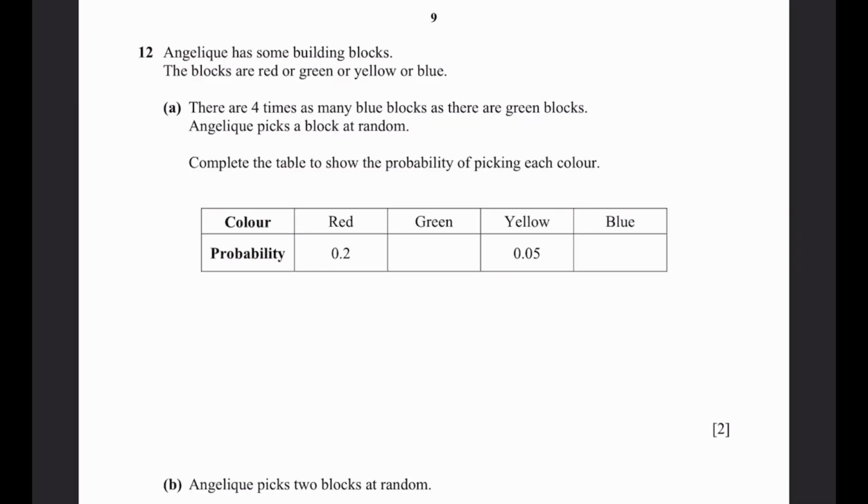Question 12. Angelique has some building blocks. The blocks are red or green or yellow or blue. A. There are 4 times as many blue blocks as green blocks.